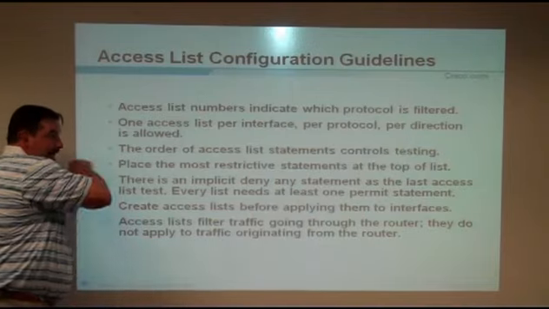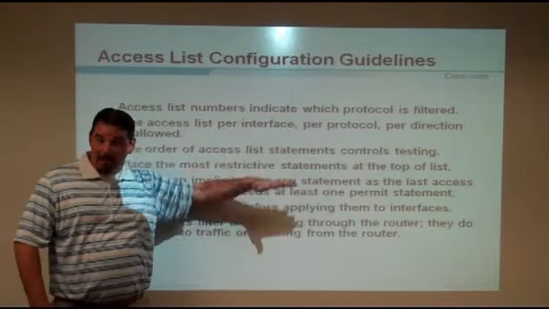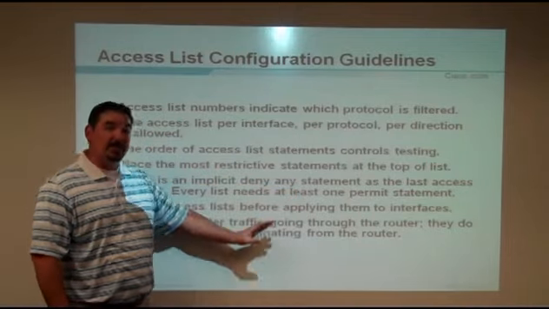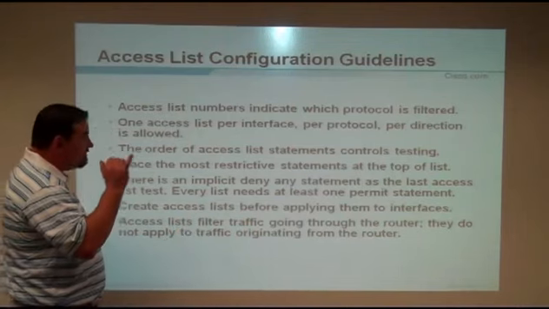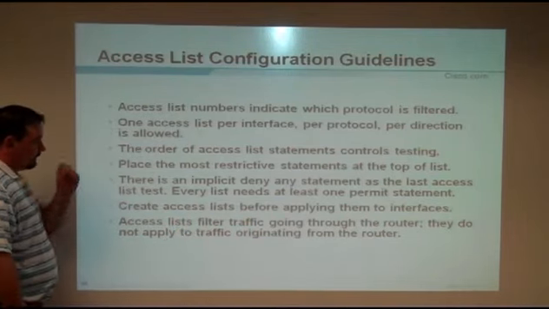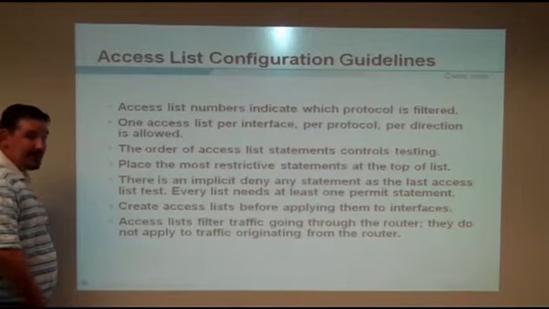They show the order of the access list statements controls testing. Remember we mentioned that idea of top-down processing of the access list. They look at the sequence number from lowest number to highest number and just evaluate the statements in order. They show, for that reason, we want to place the most restrictive statements at the top of the list.